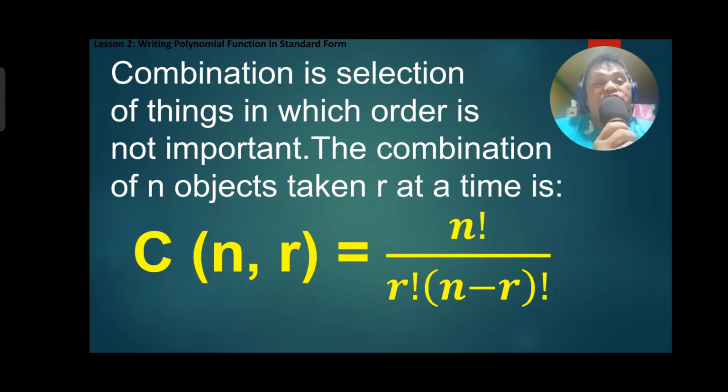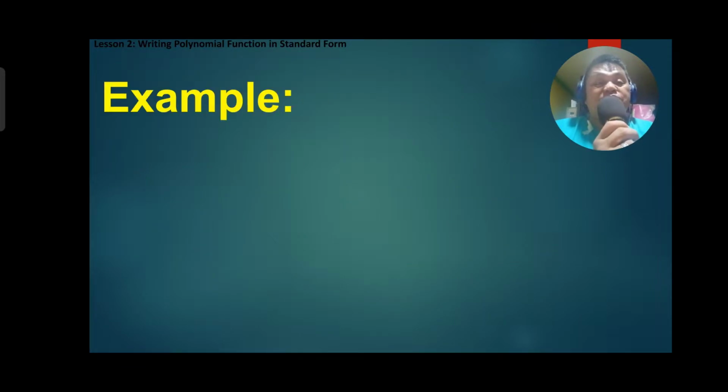So n is usually greater than r. That is the formula in finding the combination of n objects taken r at a time.